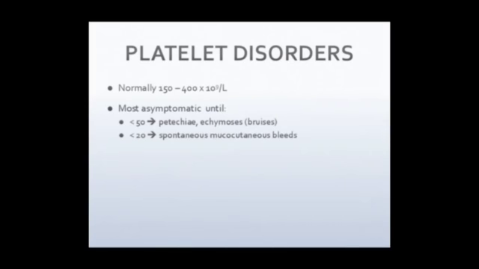The crucial figures here are that most patients are asymptomatic until the platelet count drops to less than 50, when they start to get petechiae, which are very specific for platelet disorders, or ecchymoses, which are more widespread and less specific. But if the platelet count drops further to less than 20, there tend to be spontaneous mucocutaneous bleeds. So in the stomach, they could cause hematemesis, in the gut melena, or in the kidneys hematuria.